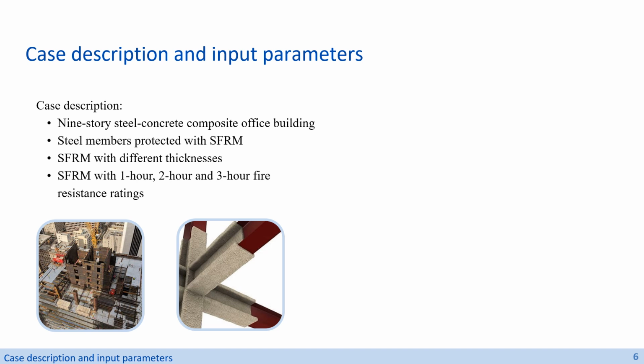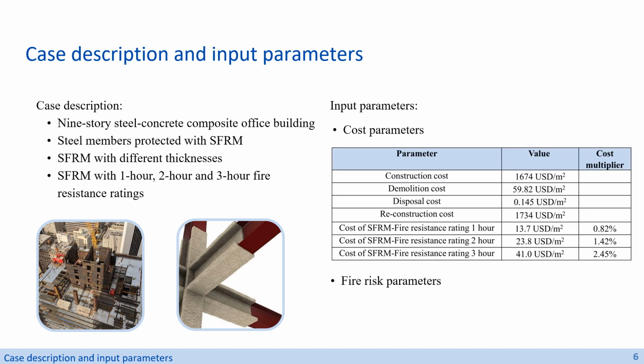As mentioned before, the proposed methodology is based on the evaluation of the fire protection cost and also the evaluation of the fire losses. Therefore, there are two types of input parameters. The first one is the cost parameters, which are listed in the table. It is noted here that the maintenance cost is not considered in this study, and the reconstruction cost is the sum of the construction cost, demolition cost, and disposal cost. The second one is the fire risk parameters for assessing the fire losses.